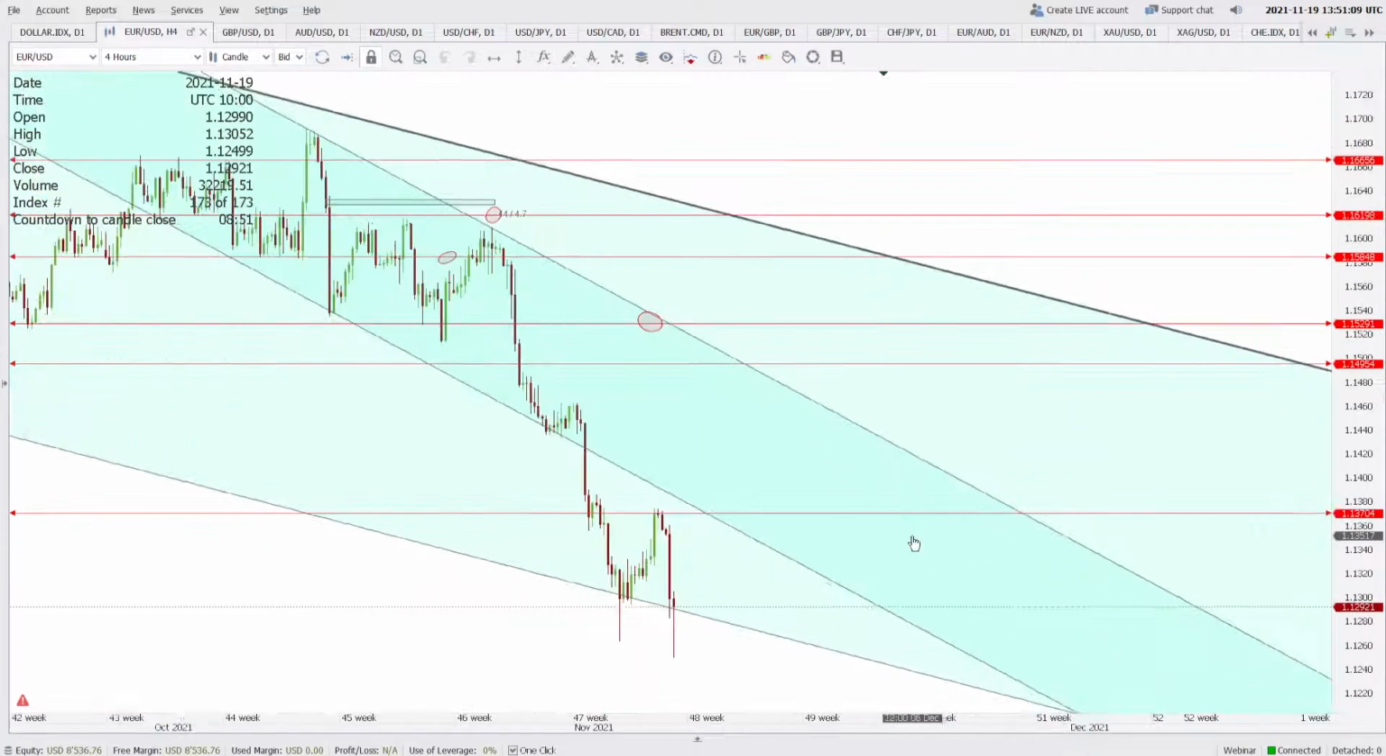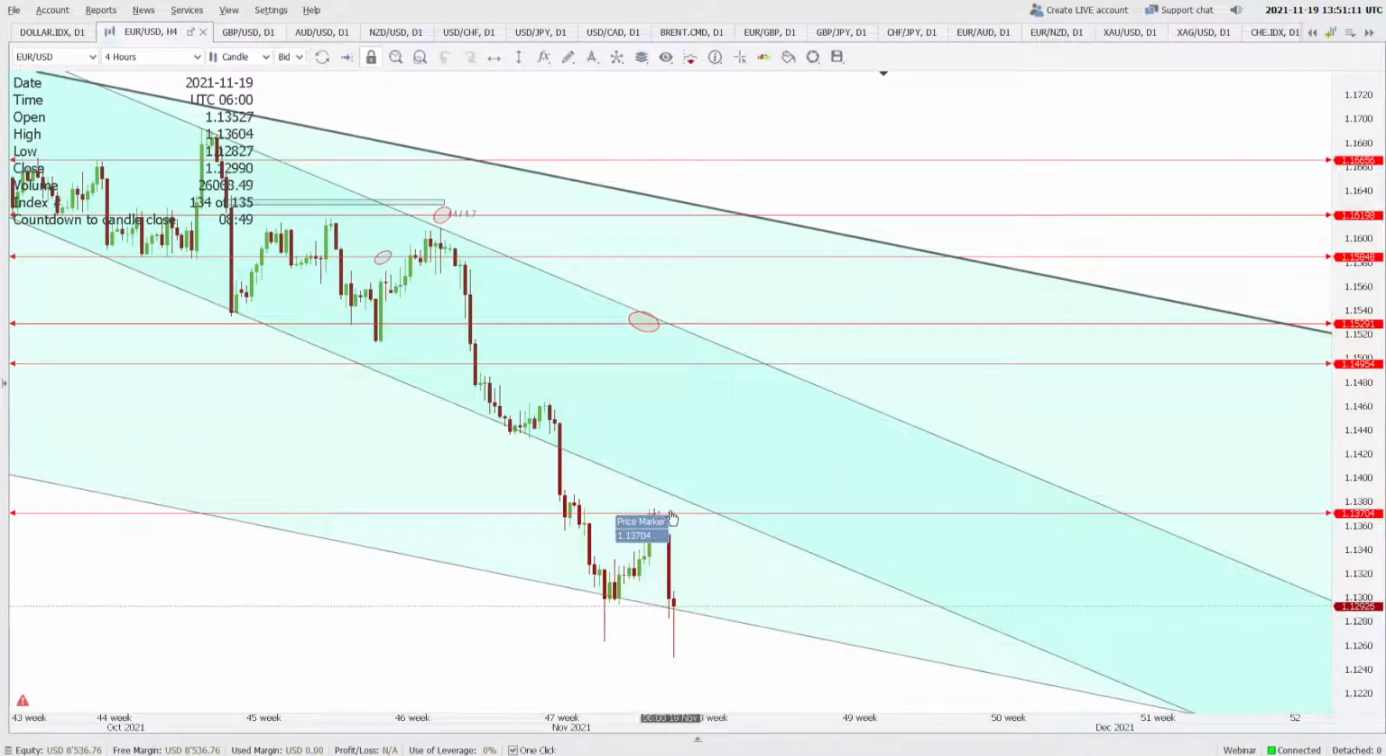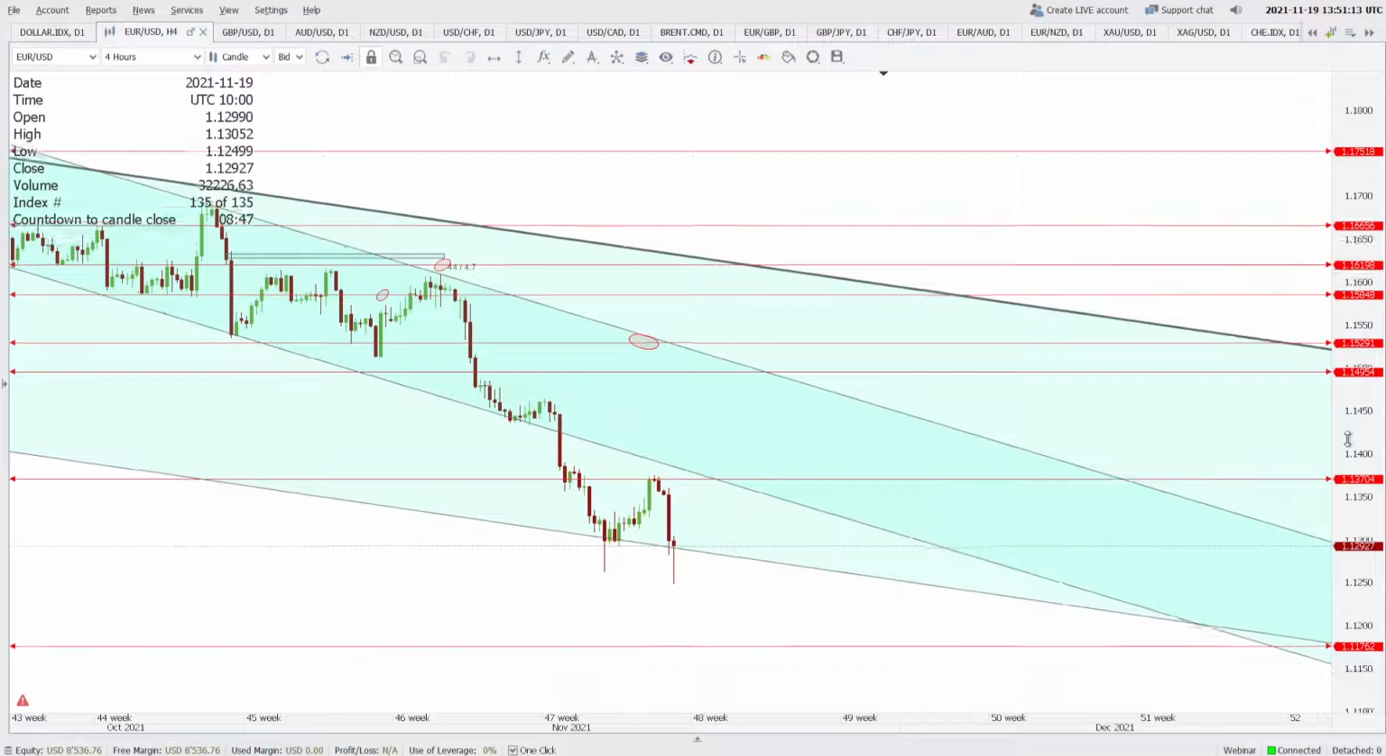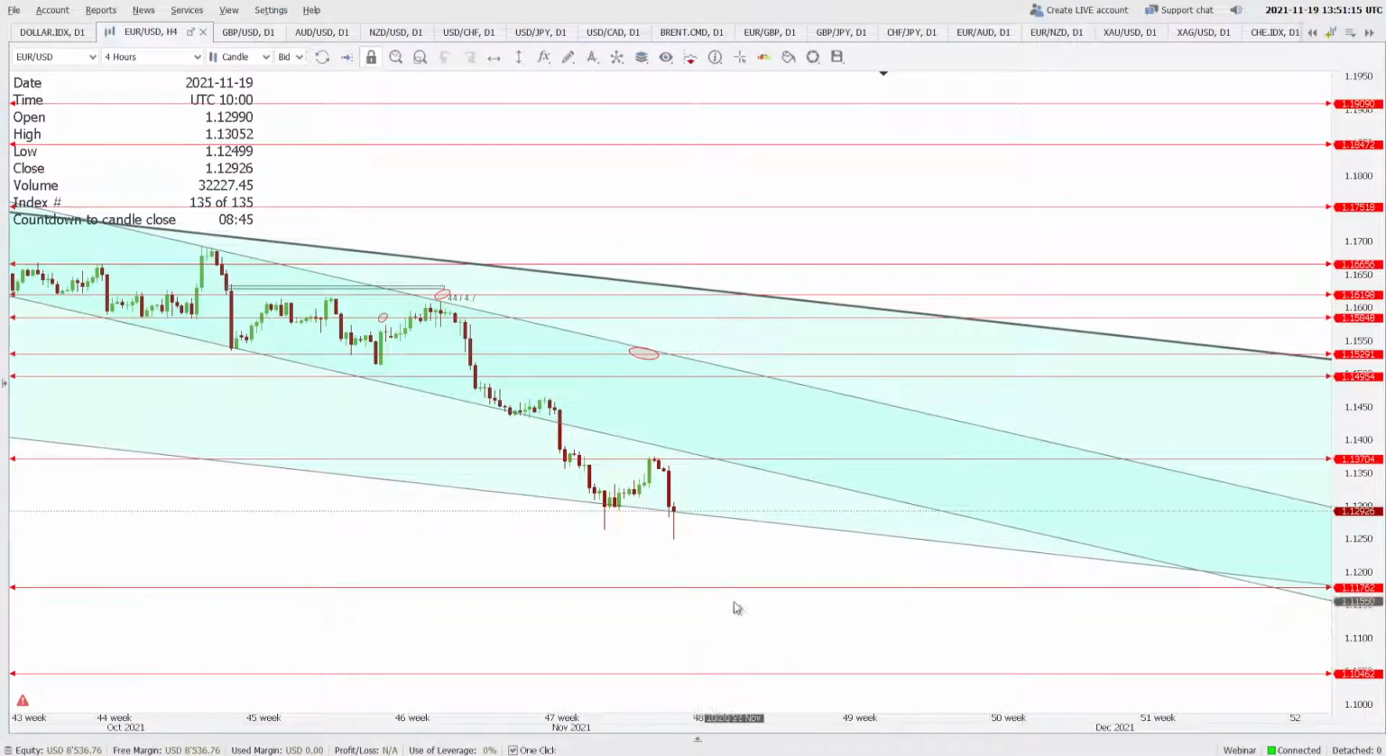From the intraday point of view, right now 1.1370 is the strong resistance, and on the below side we have 1.1176 as the fresh horizontal support for the price.